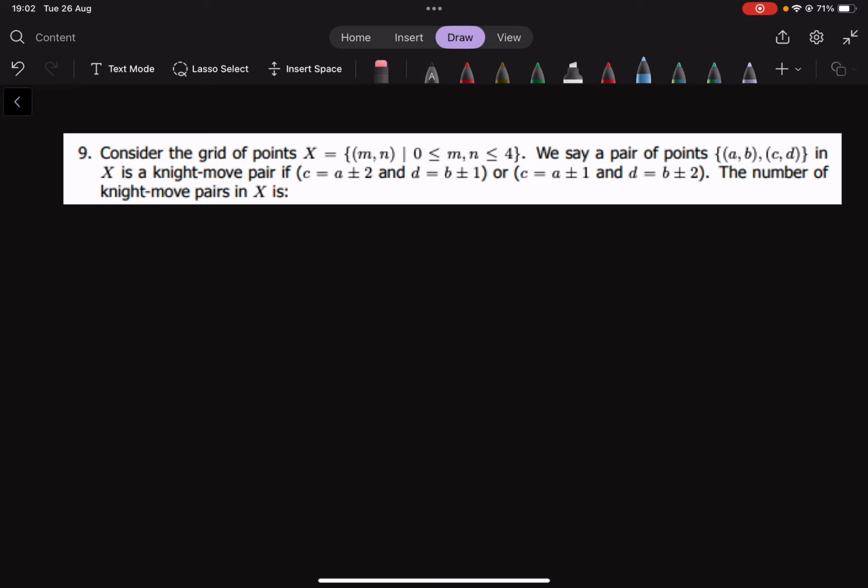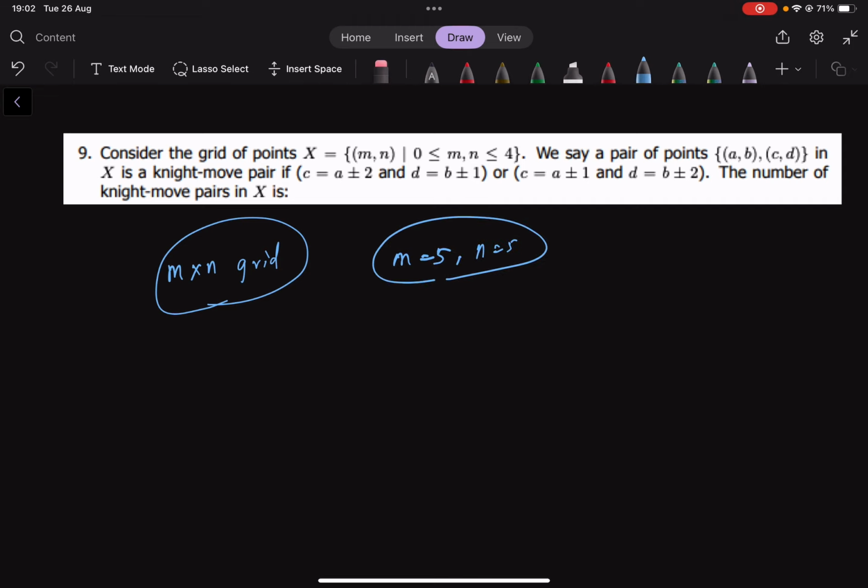First of all, if we are given any m cross n grid of lattice points, here in this case it's going from 0 to 4. So basically the grid is m equals 5 and n equals 5. So it's a 5 cross 5 grid, and we want to count the directed knight moves in a 5 cross 5 grid of lattice points.